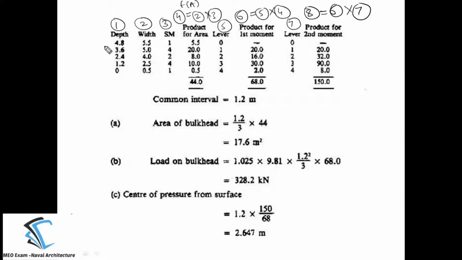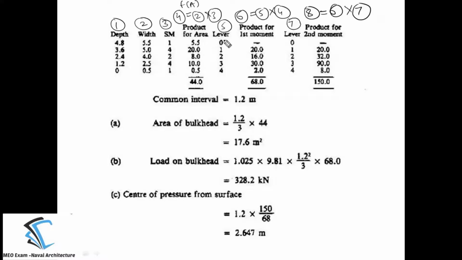Okay, so the depth is starting, the top of the bulkhead is 4.8. The interval between two consecutive ordinates is 1.2. So the top of the bulkhead is 4.8, then 3.6, 2.4, 1.2 and 0. You can see the depth is divided in equal spacing. Then the corresponding widths are given: 5.5, 5, 4, 2.5, 0.5. Simpson's multiplier is 1, 4, 2, 4, 1, as it is a full spacing and we are using the first rule of Simpson's, so it will be 1, 4, 2, 4, 1.